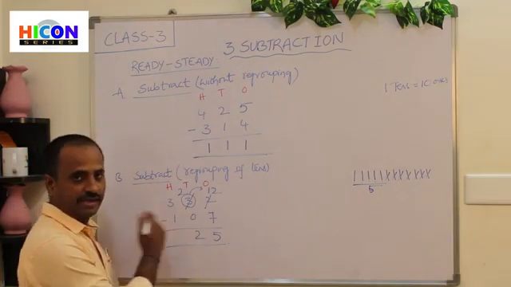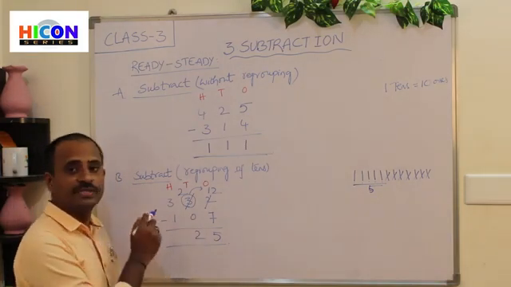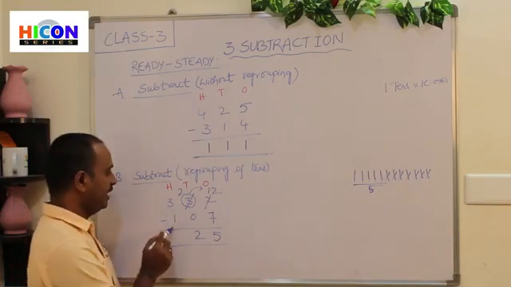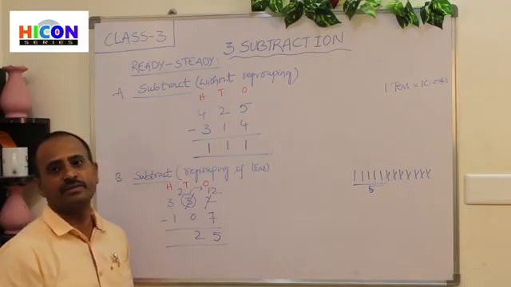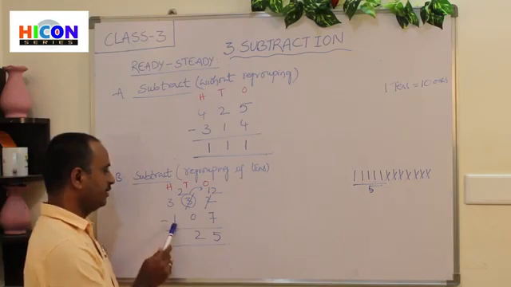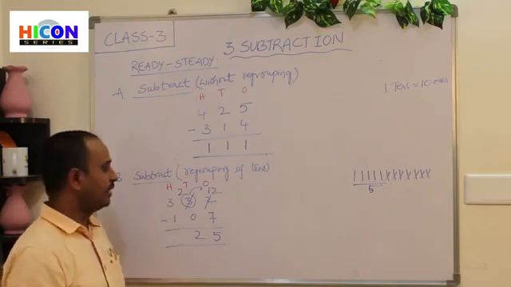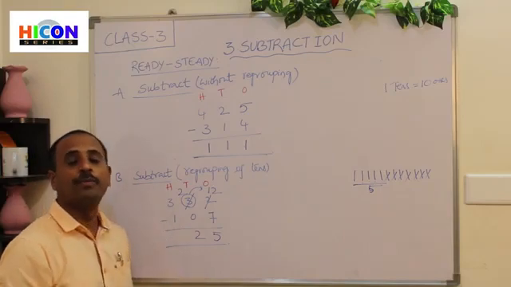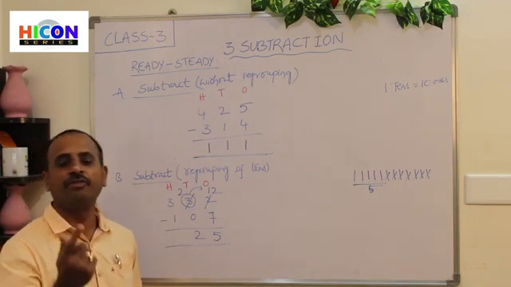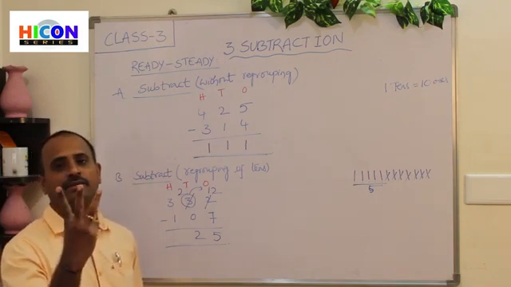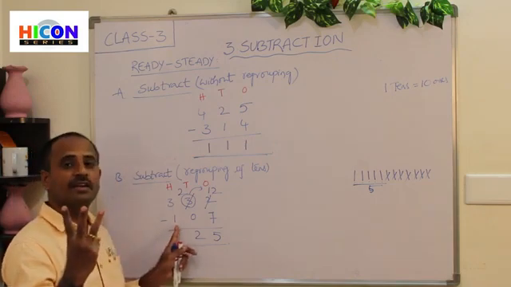Next, go to hundreds place. So what are the digits present under hundreds place? 3 and 1 are present under hundreds place. Now subtract 1 from 3. So what is the first number here? 3. So open 3 fingers of your hand. 1, 2, 3. So what is the second digit under hundreds place?